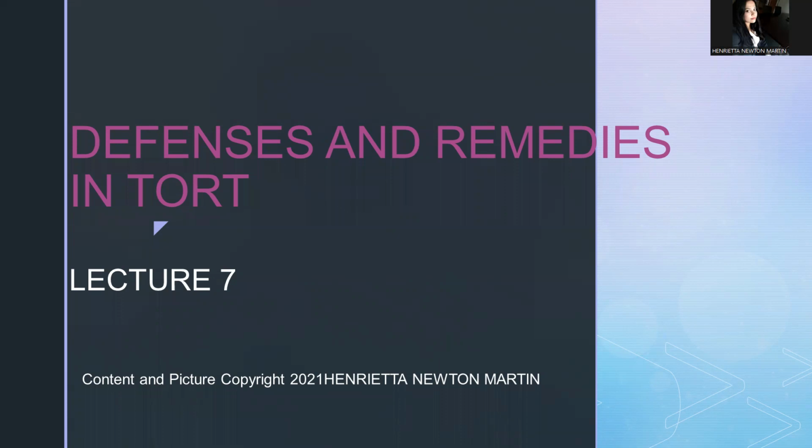Apart from that, we are going to learn about remedies. Now, what are the remedies available for the aggrieved party? That is the person who is hurt by the tortfeasor. Now that person becomes the plaintiff in a case. So what are the remedies for him? So one of the remedies we said is the obvious one, that is damages.